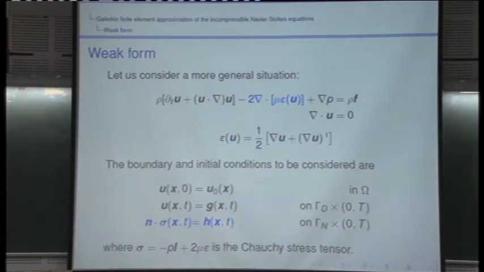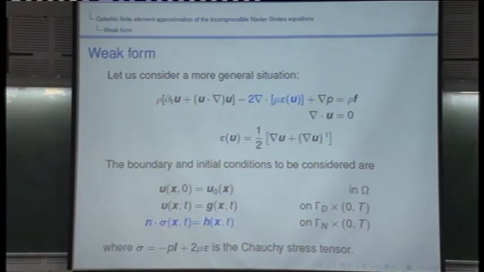And that tensor is the Cauchy stress tensor, as you probably know, and if not, it's defined here. In the case of Newtonian fluids, that Cauchy stress tensor is minus p times the identity, so it's a second order tensor, plus twice the viscosity times this strain rate tensor. This is the so-called Cauchy stress tensor in the case of Newtonian fluids.